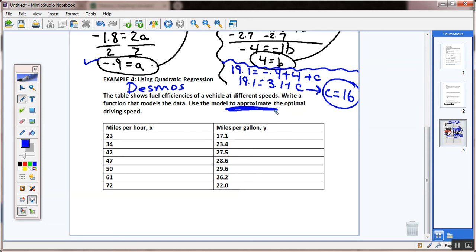What's it say here? 17.1. What appears to be the best speed to drive to get the best fuel mileage in that vehicle, according to that table? What appears to be about the best speed to drive? 50. Okay? Did you guys know that most vehicles are designed or engineered so that your maximum fuel efficiency occurs at 55 miles an hour?